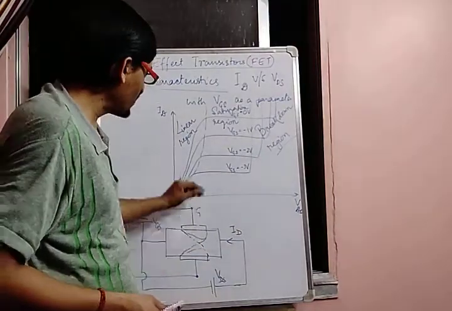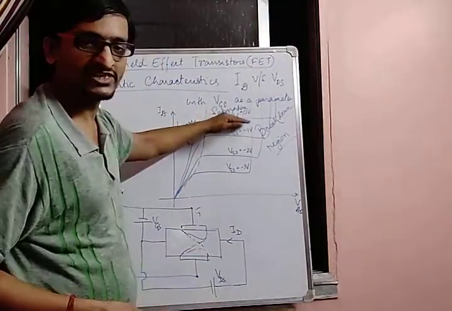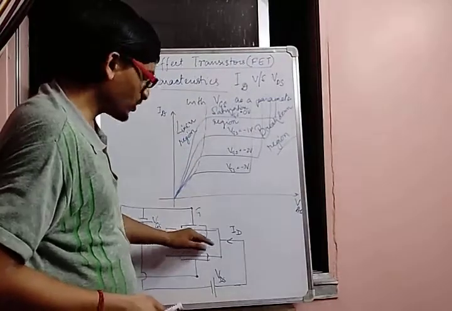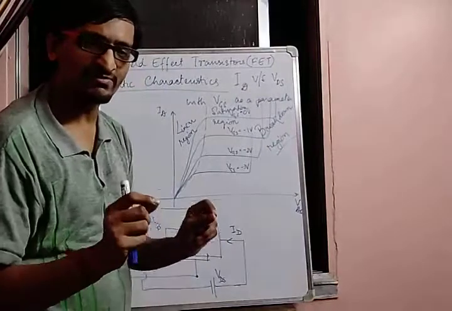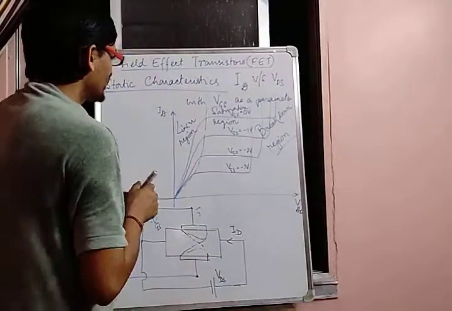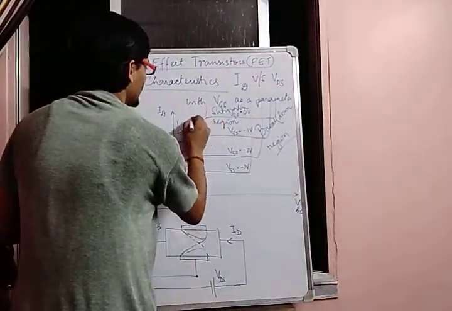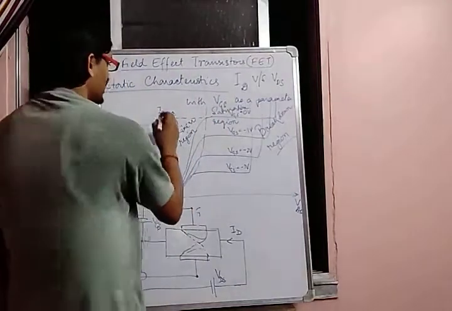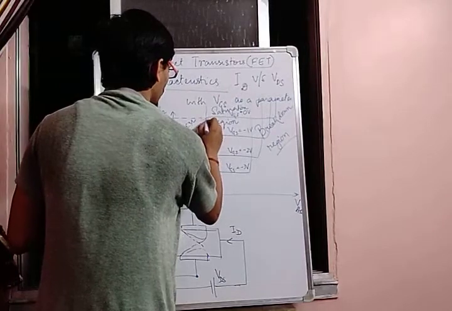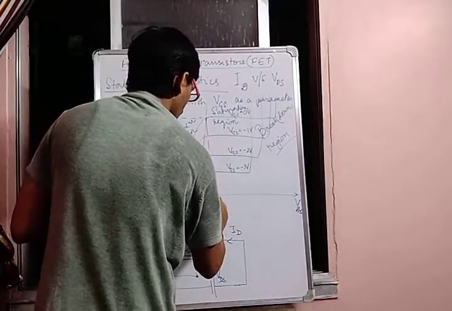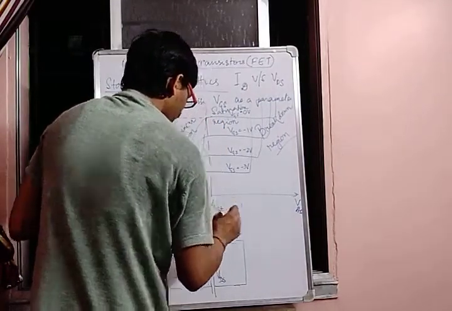So at that time your saturation level is being reached. Your current cannot rise further, because the width has been reduced to its minimum possible value. So in this case we say that the current has reached a saturation level. This current is called your saturation current, and the corresponding voltage will be called your Vsat.